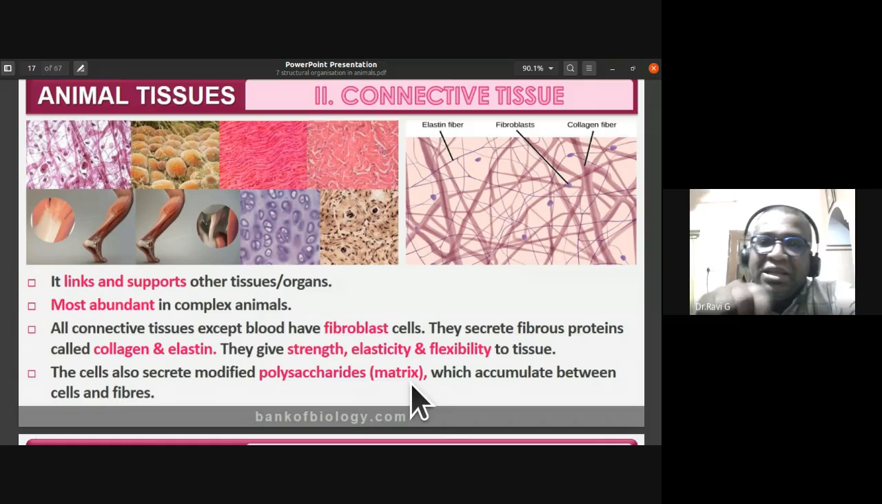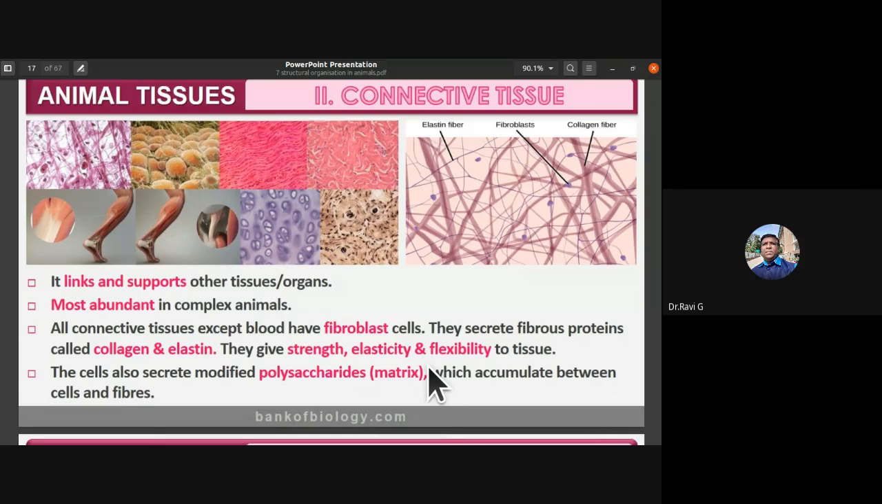See, link and support, you have the ligament and the tendon, they are linking and supporting other tissues, isn't it? And organs also, they are linking and supporting. So the connective tissue is most abundant in complex animals, in the sense of higher level animals, that is mammals and others. All of them are connective tissues except blood.